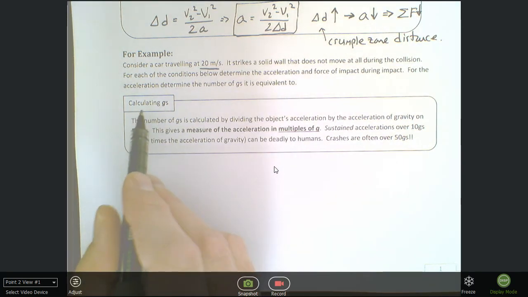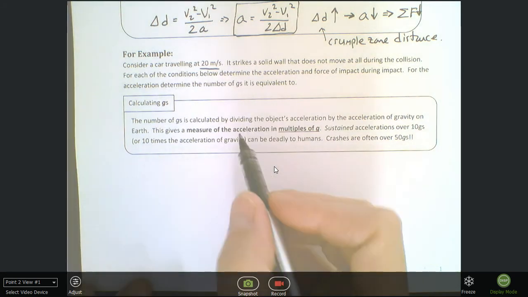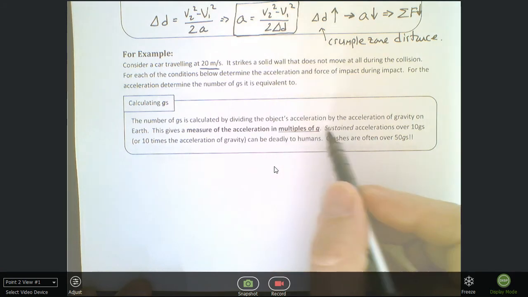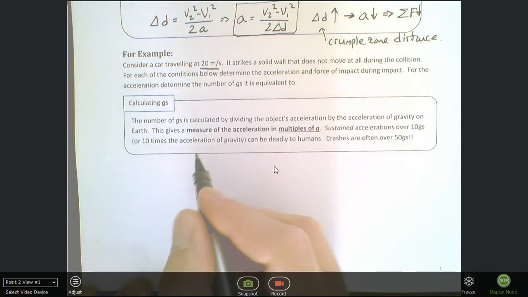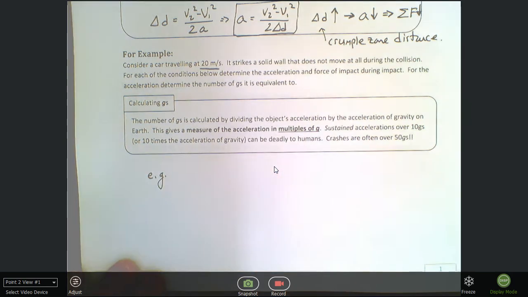But we're also going to talk about something about calculating G's. Now, you've often heard of something called a G-force. And so the number of G's is calculated by dividing the object's acceleration by the acceleration of gravity. So I just want to show an example. And then we're going to use this in our other examples.